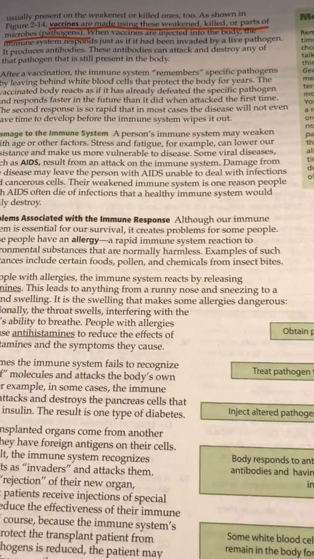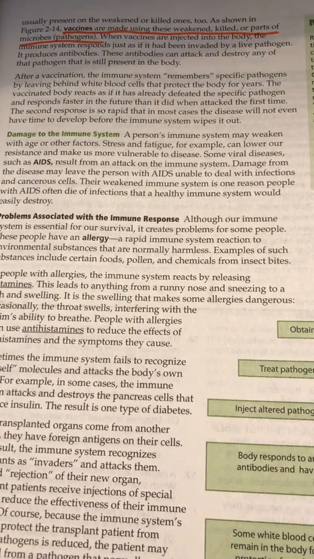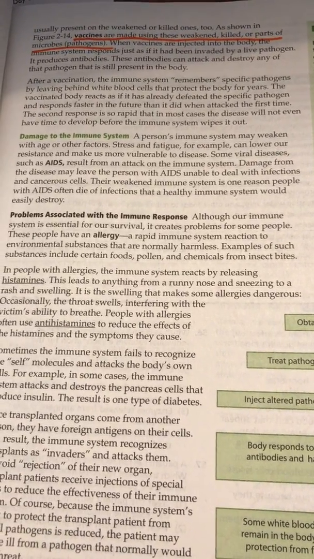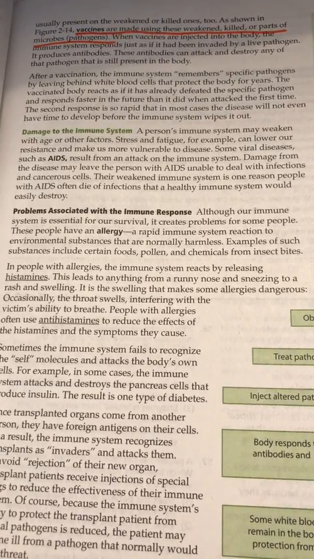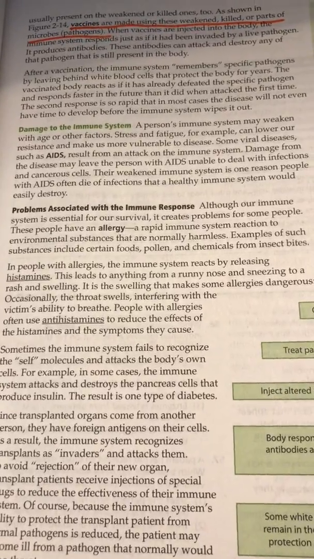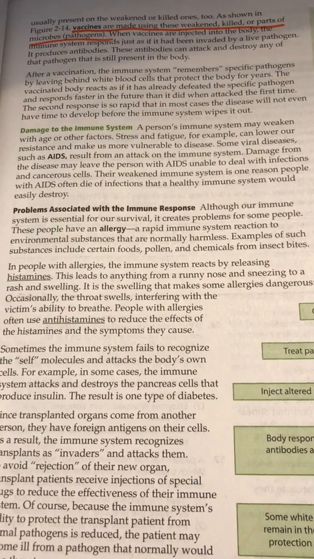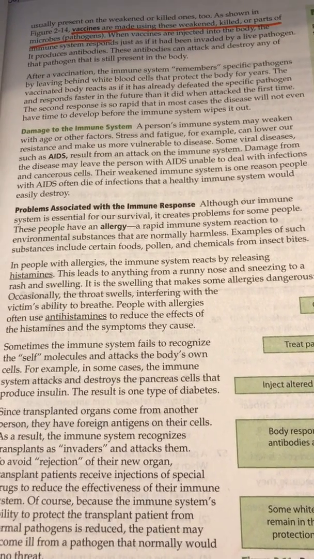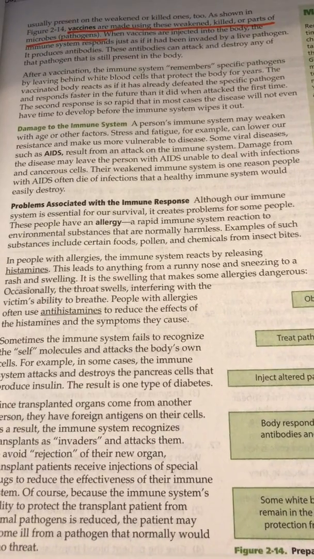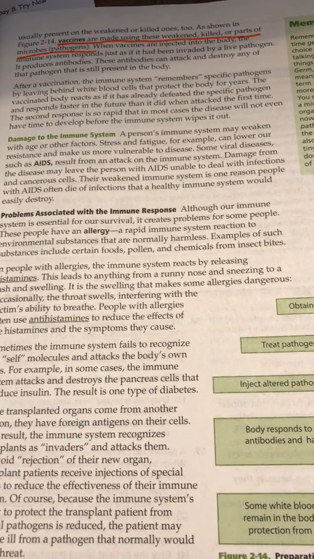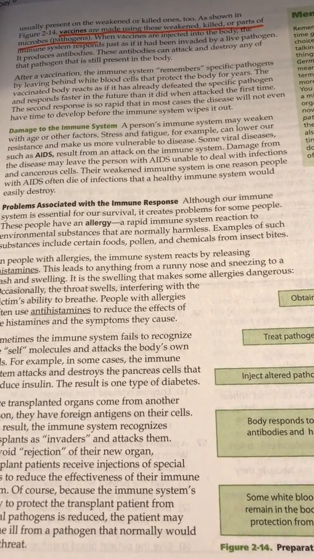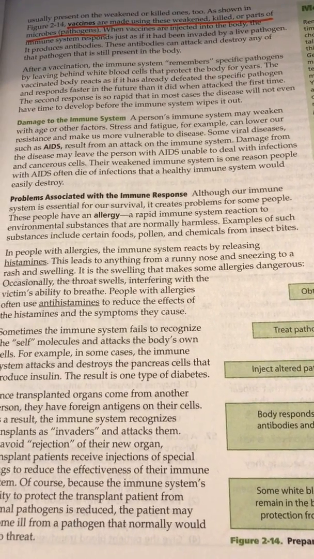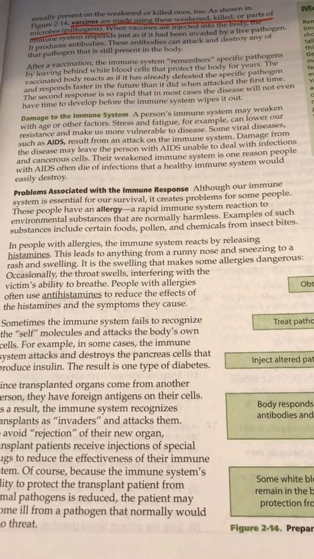Damage to the immune system. A person's immune system may weaken with age or other factors. Stress and fatigue, for example, can lower our resistance and make us more vulnerable to disease. Some viral diseases, such as AIDS, result from the attack on the immune system. Damage from the disease may leave the person with AIDS unable to deal with infections and cancerous cells. Their weakened immune system is one reason people with AIDS often die of infections that a healthy immune system would easily destroy.